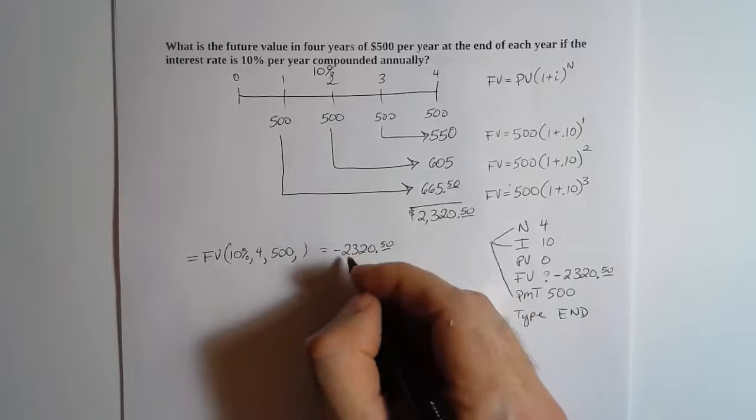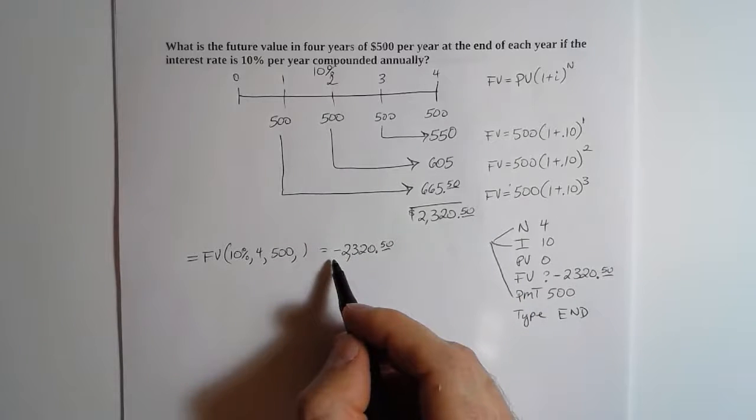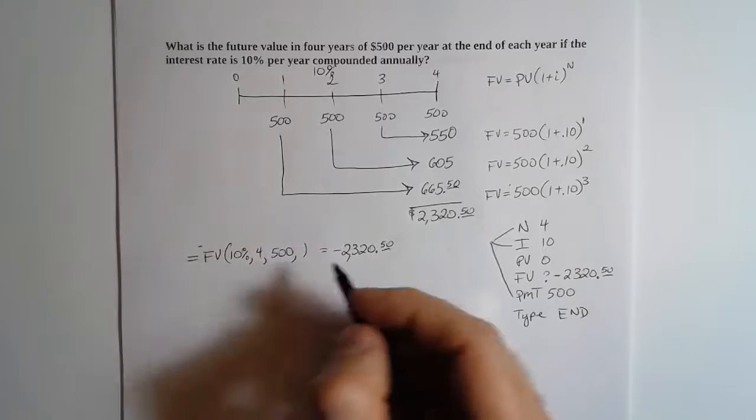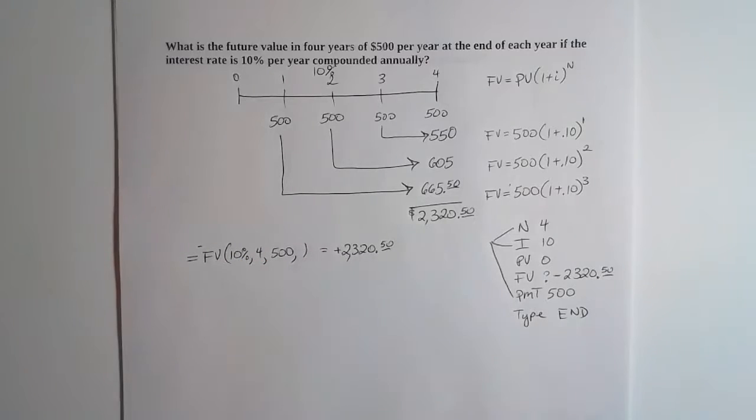$2,320.50. And again, in this case, if you actually wanted a positive value in that cell in Excel, then what you would need to do is put a negative sign here in front of the future value, and that would turn that value positive.